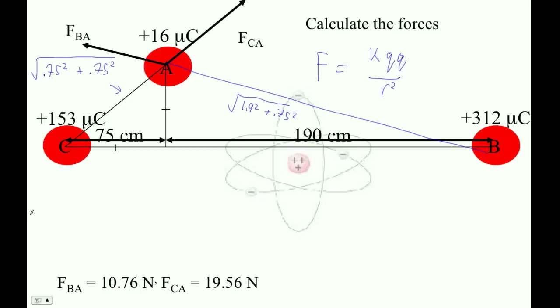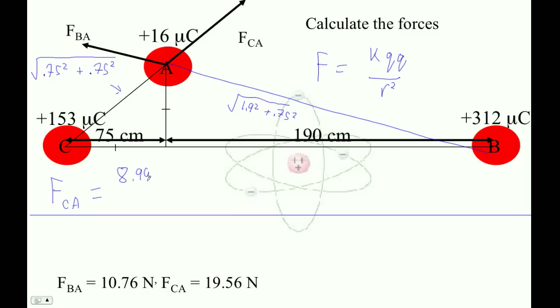Let's do this. Okay, draw a nice straight line. Let's do the force of C on A. Well, the force of C on A is going to be, I'm just using this kQQ over r squared, so it's going to be 8.99E9, and then C is 153, right? And that's E minus 6 because it's microcoulombs, right? Okay, and then this guy's 16E minus 6, right? And then we are going to divide by that distance there squared, right?